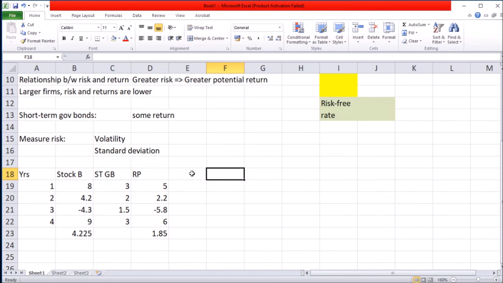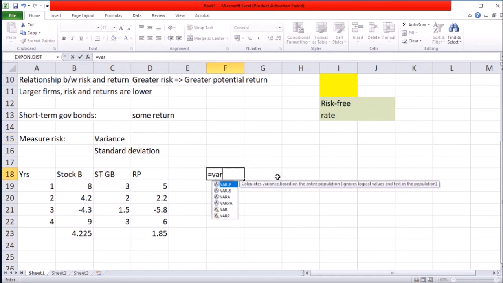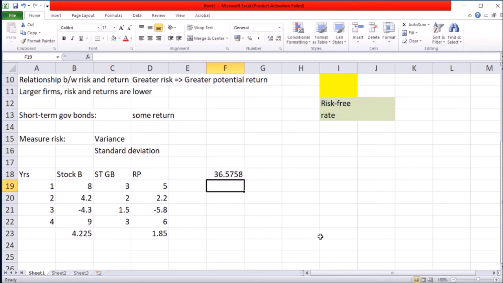Next, how do we measure risk? Using variance. Actually, I should have variance here rather than volatility. Okay, so equals VAR.S, open the brackets, just enter the returns here. That gives you a variance of 36.6 roughly. And actually part of the variance formula, if you look into your textbook, is taking a power of 2, a square, taking a square of some of these returns. So the answer here is 36.6% squared. So the measurements are kind of strange here.